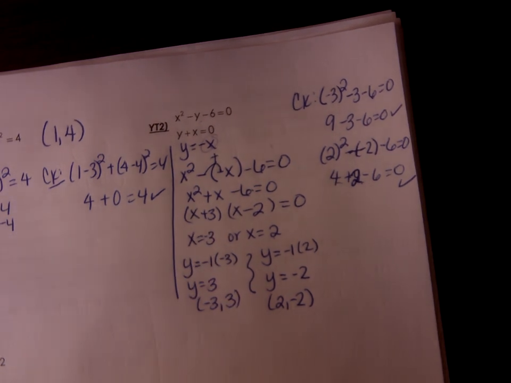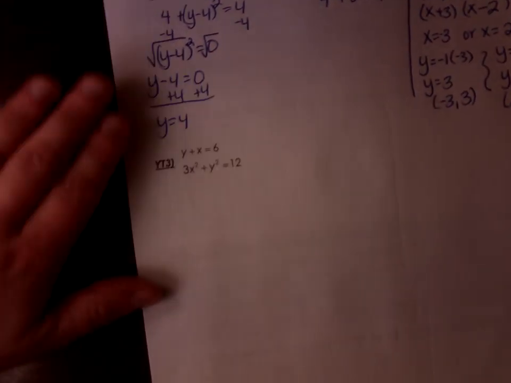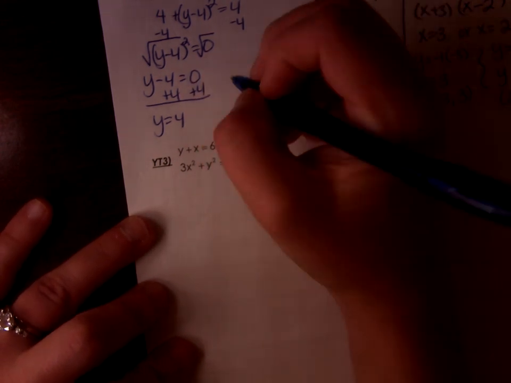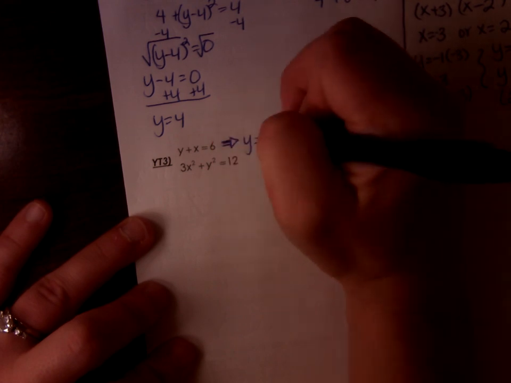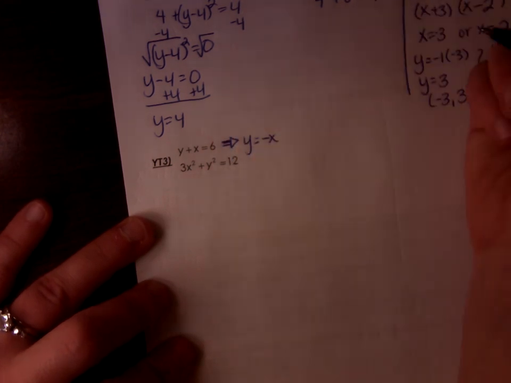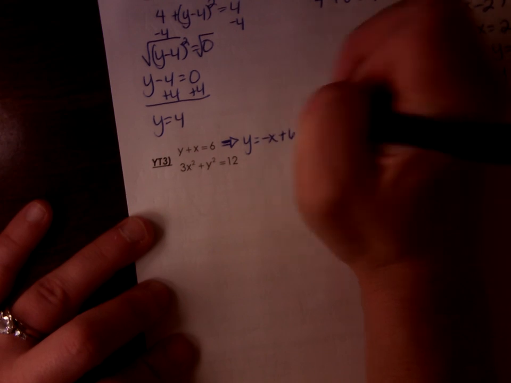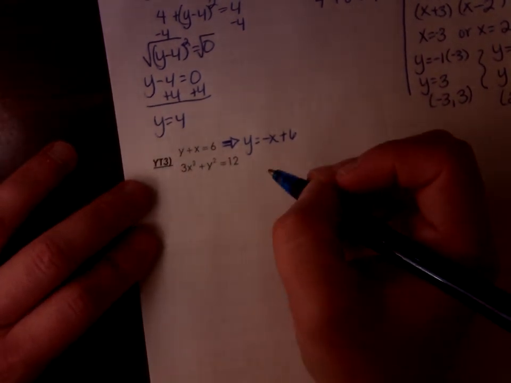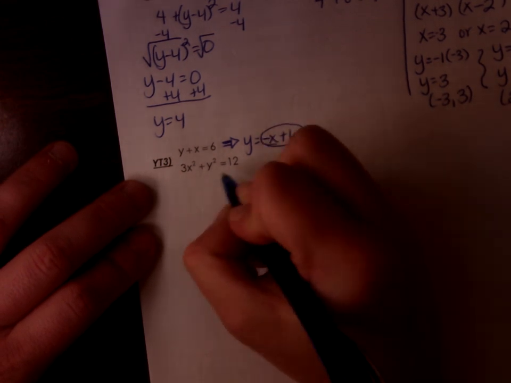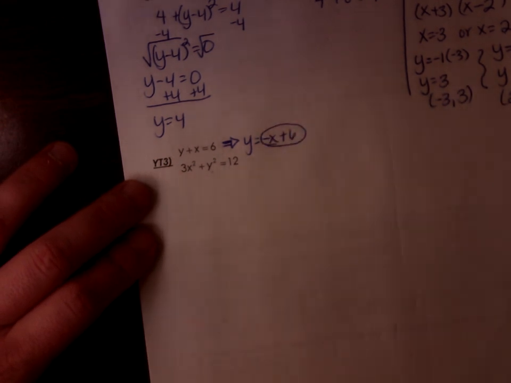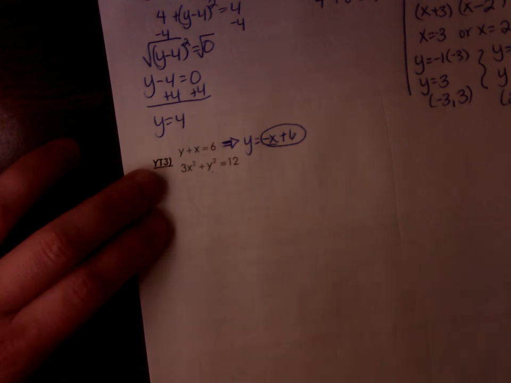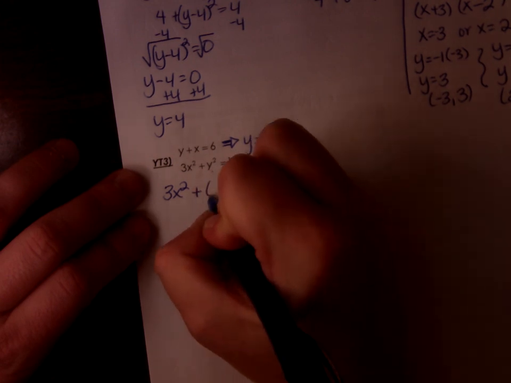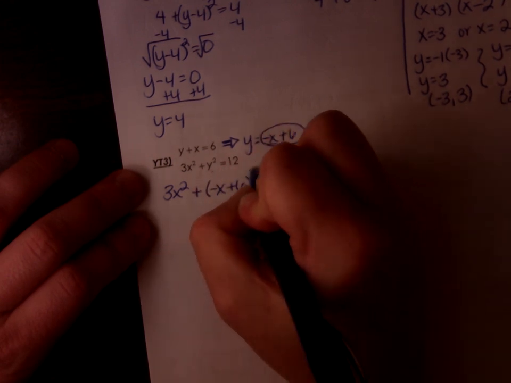Let's look at your turn number 3. So with your turn number 3, we are going to get one of our variables alone. So I'm going to bring x to the other side and make this y equals negative x plus 6. You could always subtract y on both sides and find x first. It does not matter. And I'm going to substitute this expression in for my y squared. This is a line with a circle. So I'm going to write 3x squared plus parentheses negative x plus 6. That whole expression squared is equal to 12.